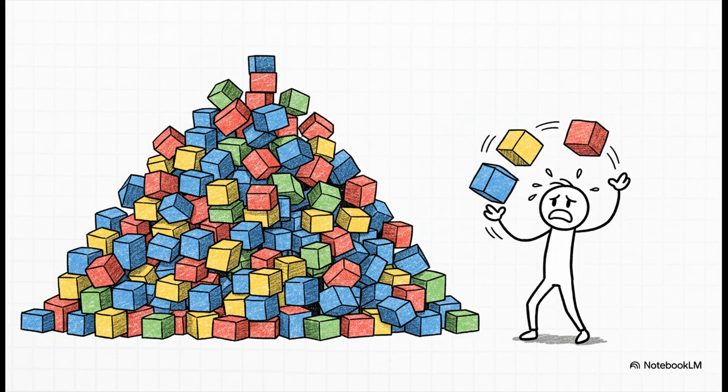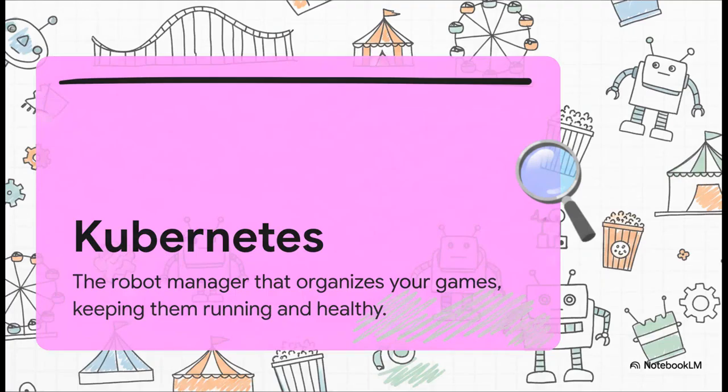But here's where the headache starts. When you have hundreds, maybe even thousands of these game boxes, just keeping track of them is a massive job. You've got to make sure they're all organized, running smoothly, and healthy. It is a ton of manual work. So, to solve this mess, you bring in this amazing tool called Kubernetes. The best way to think about Kubernetes is like your own personal, super efficient robot manager. Its entire job is to automatically organize all your game boxes, making sure they stay running and healthy so you don't have to lift a finger.